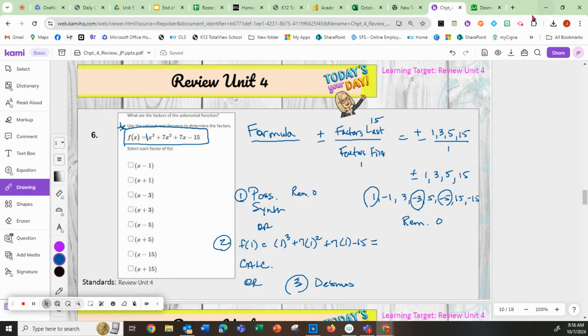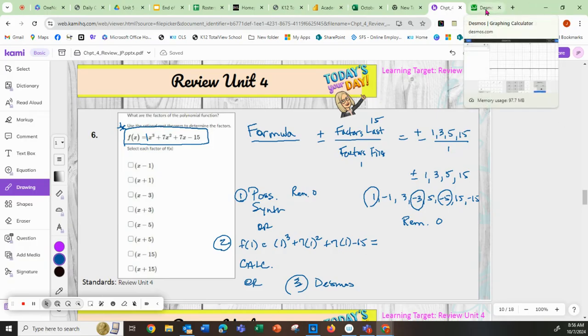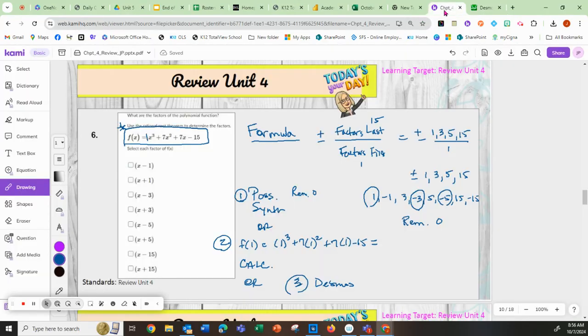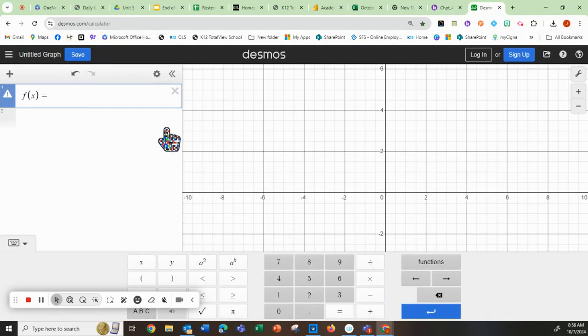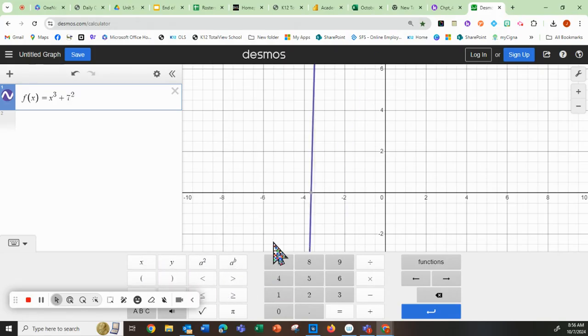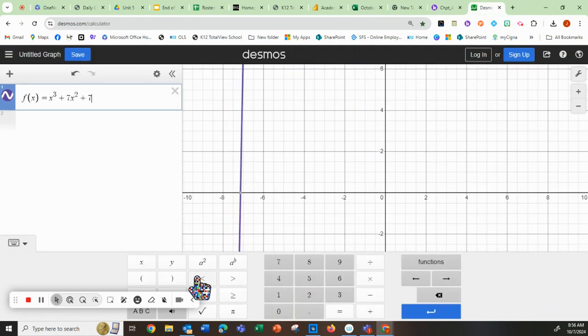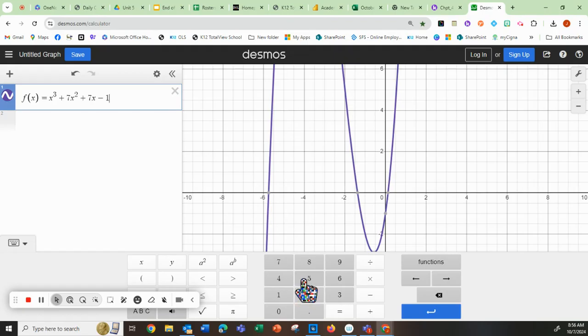I can only record for 30 minutes, so I'm always having to be fast here. So what have we got here? x cubed plus 7x squared, forgot my x, plus 7x minus 15.